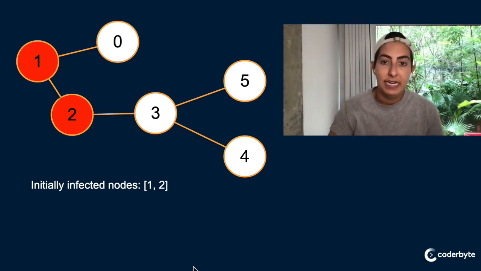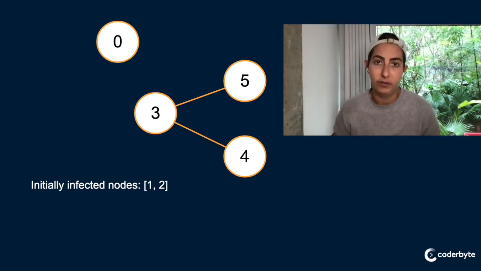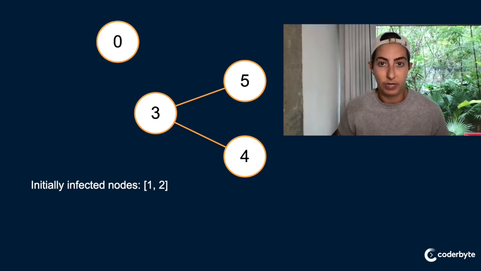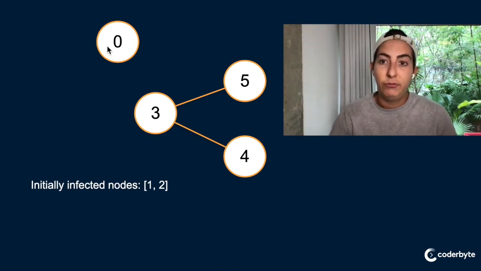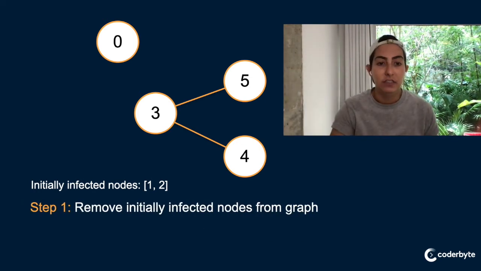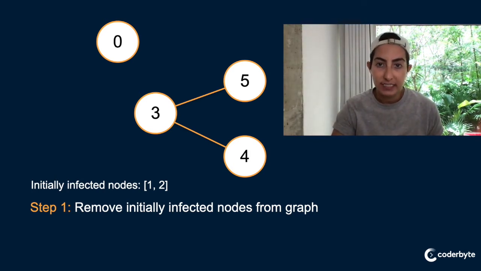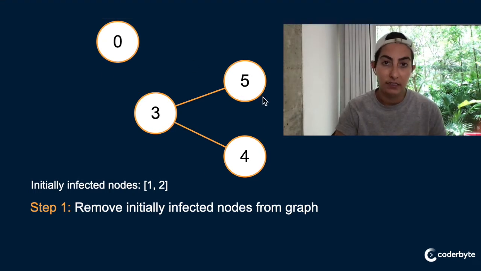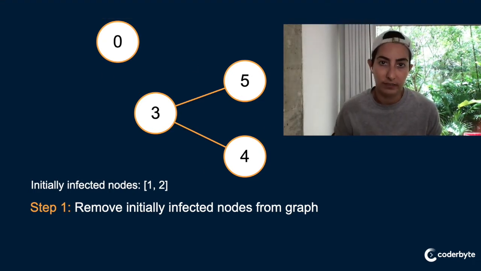So let's see that in action, and then we'll talk through exactly the algorithm we're going to use here. The first part of this algorithm is to get rid of the initially infected nodes altogether, right? Let's just think about our graph in terms of the clean nodes. So here we have 0 and we have 3, 4, and 5, right? You can imagine that we remove those initially infected nodes from the graph, and then we create disjoint sets out of these remaining clean nodes, so that we know what we're dealing with.